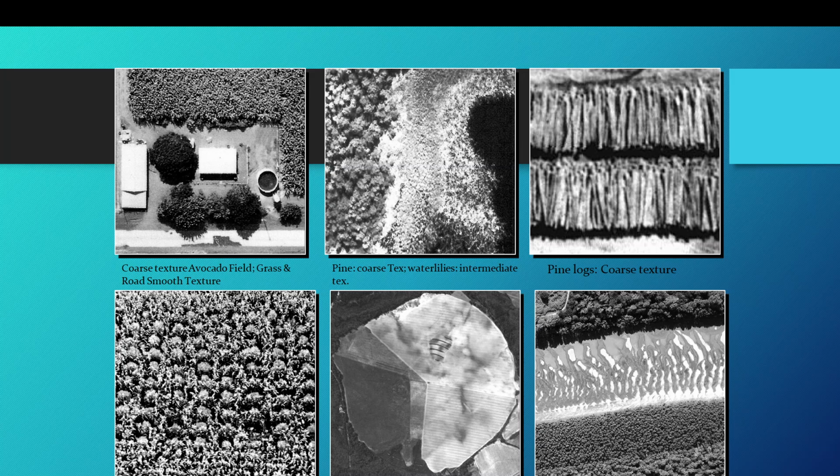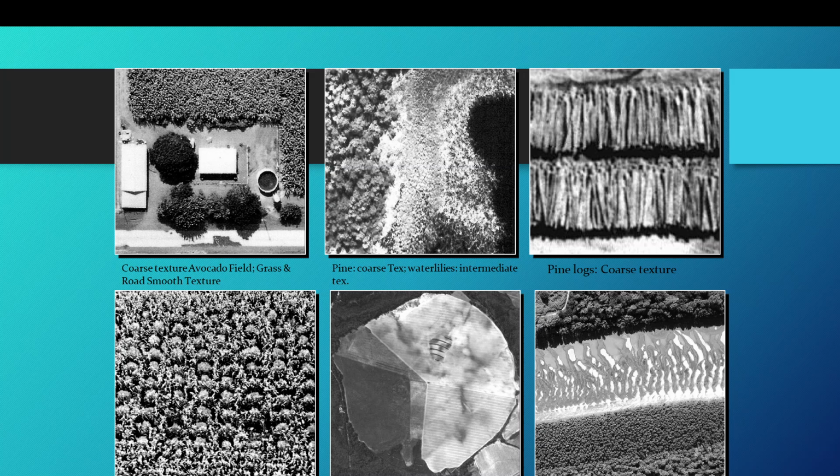This illustrates different types of textures using real life examples. So, on the top left, the avocado field shows a coarse texture while the grass and road areas have a smooth texture. Then the top middle, the pine areas have a coarse texture while the water lilies exhibit an intermediate texture.